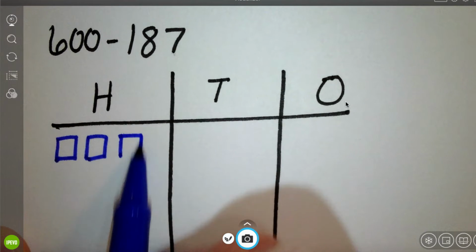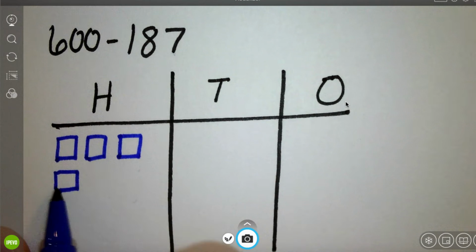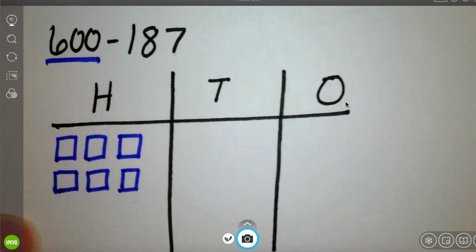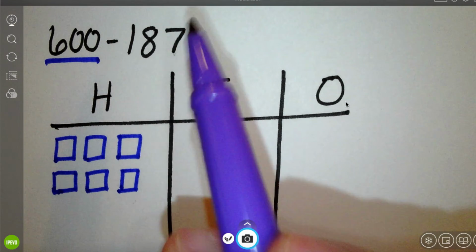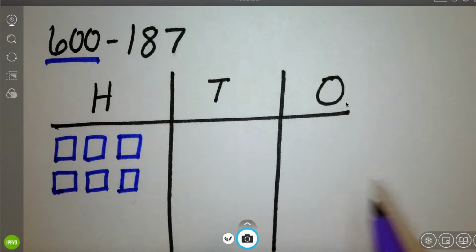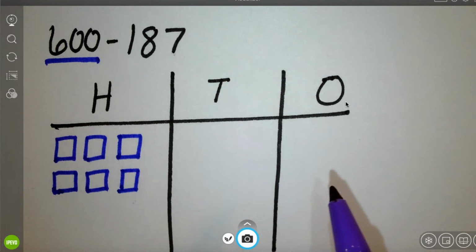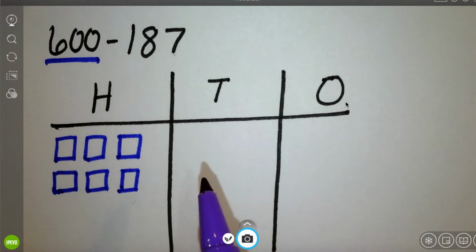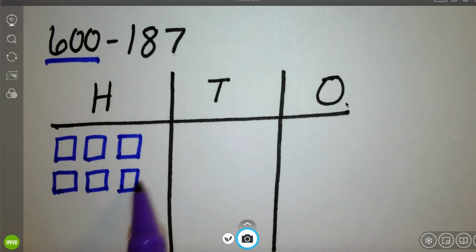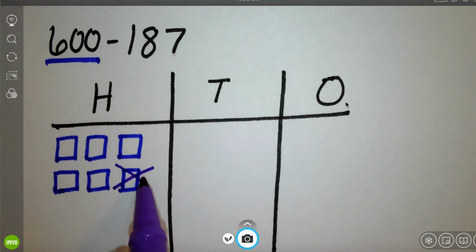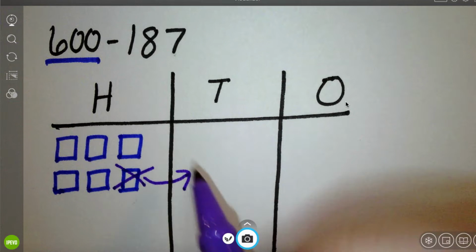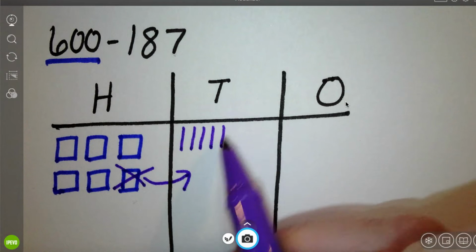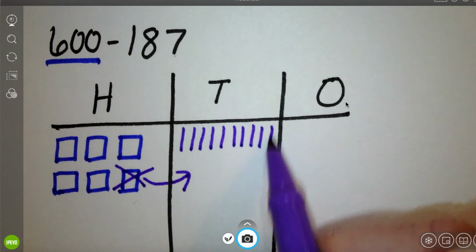Now I need to add my 600 onto my chart. I'm going to do that by drawing 6 hundreds blocks, because that will give me the equivalent of 600. As you can see on my chart, I don't have any ones, but yet I need to take away 7. I don't have any tens, but yet I need to take away 80. So, what I must do is regroup. I will start regrouping by taking away 100 and then adding 10 tens into my tens place, because 100 is equivalent to 10 tens.